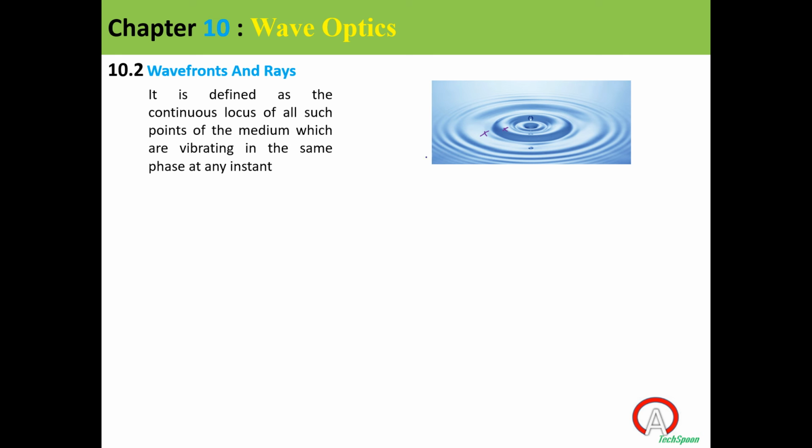But the state of this and the state of this will be different, or the energy of this and this will be different. If I draw a circle joining all the particles on the upper portion, this is a continuous locus. Similarly, this is another locus with a different state of energy. These loci are called wavefronts.